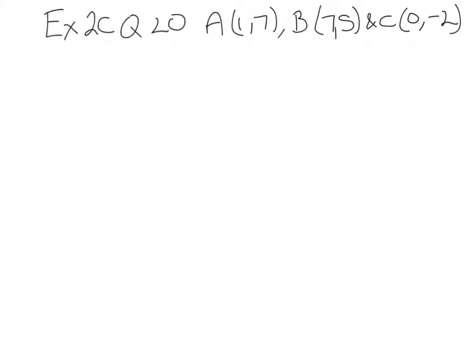Okay, everybody, this is a question from the book, so you might need to refer to your text. It's from 2C, question 20, and it involves 3 points, A, B, and C. And the first part of this question is to find the perpendicular bisector between points A and B. Now I've got a couple of things I need to do. So for the perpendicular bisector, 1, I'm going to need to find the gradient.